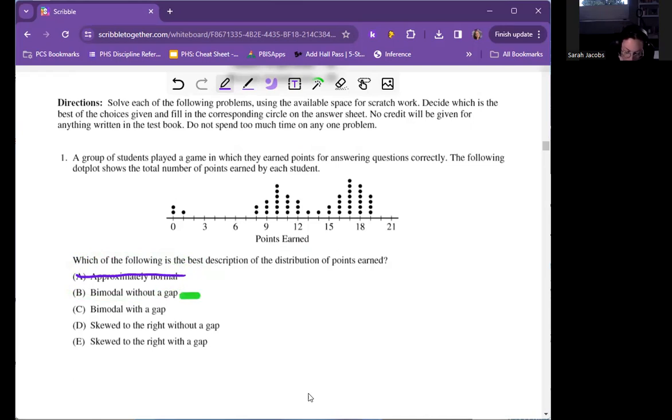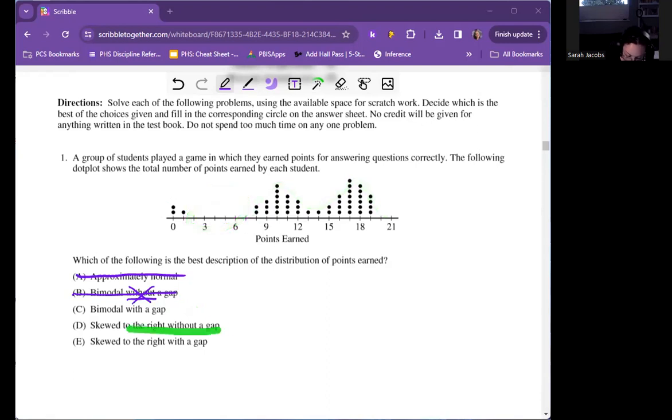Next up, bimodal without a gap. Underline that, without a gap. Well, I can see where they're getting bimodal, right? There's two distinct peaks here. But this looks like a pretty good gap to me. There's a bunch of area without any data points and then a cluster of data points down here. So I would say the without part is what's wrong here. I'm going to cross that out. Bimodal with a gap, yeah, that looks pretty good. It's got two distinct peaks, and then there's definitely this gap right over here.